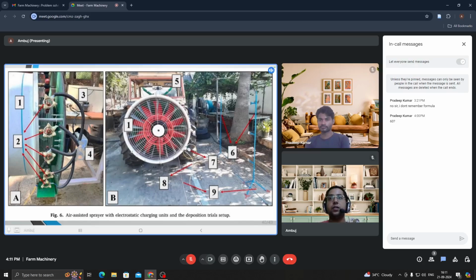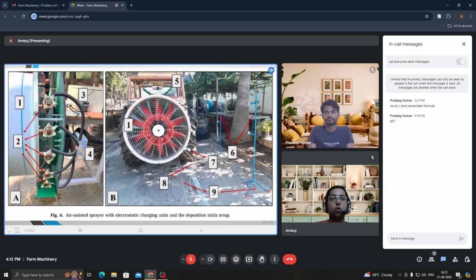You can see here not many nozzles are there: 3, 4, 5. At number 2 they have placed the electrodes. First is your spray tank. Then at 3, you can see various electrode connections going. Then 1 is your air assisted blower.